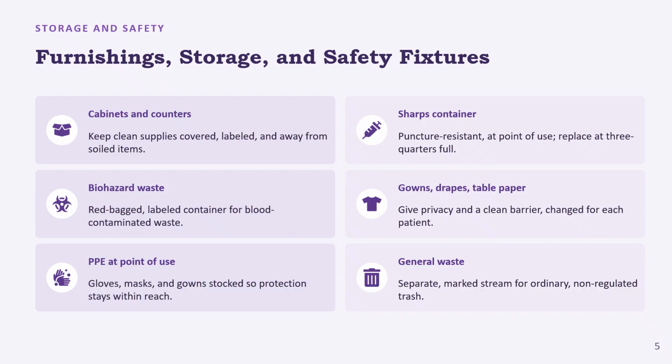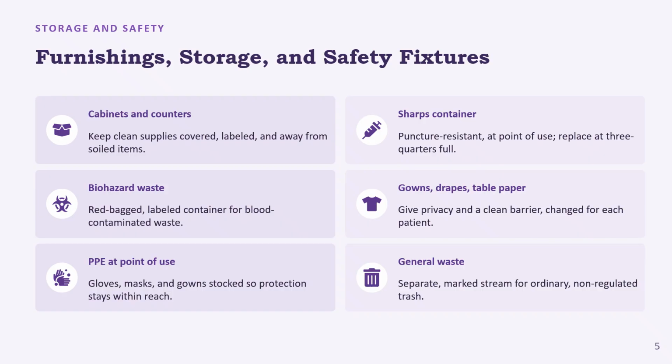Beyond the obvious equipment, the room contains furnishings and safety fixtures that quietly do a great deal of infection control work. Cabinets and counters are not just storage. They keep clean supplies covered, labeled, and physically separated from anything soiled, which protects those supplies from contamination. The sharps container is one of the most important safety devices in the room. It is puncture resistant, mounted close to where needles are used, and it should be replaced when it is about 3/4 full, never overfilled because overfilling causes needle stick injuries.